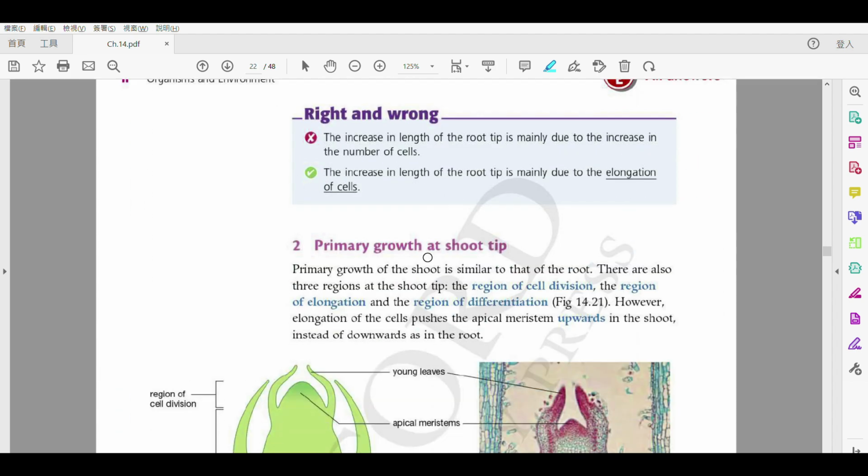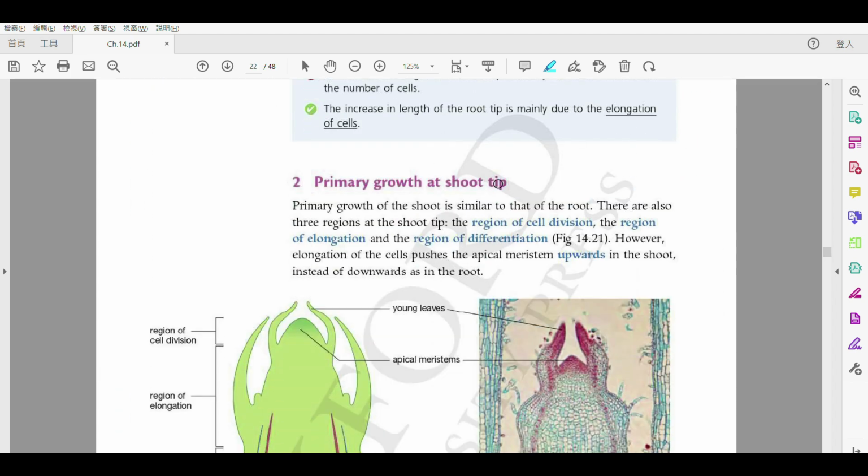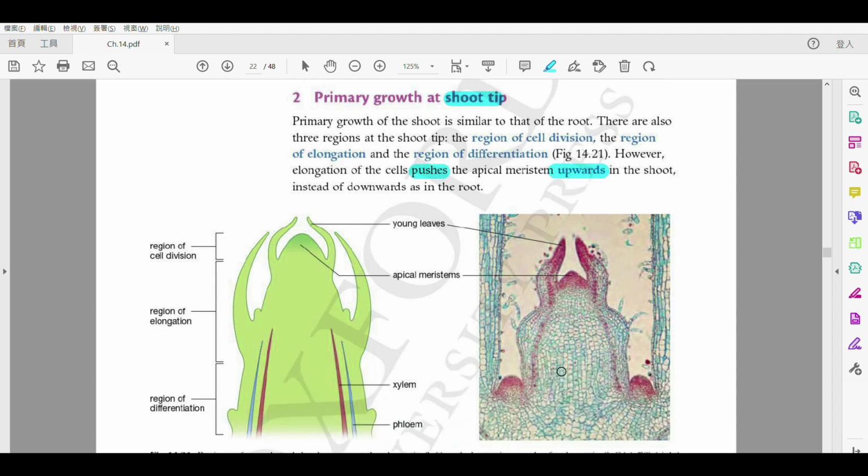And the last one is about the primary growth at the shoot tip. So that is like the shoot. Of course, this time it is going to be pushed upwards, just as I said. This time, where can you find the region of cell division? Where can you find the apical meristem? The undifferentiated cells. Of course, again, at the tip, but this time it's not the lowest, it's the highest. Alright? And then there will also be the region of elongation, and when it gets ready, there is the region of cell differentiation.